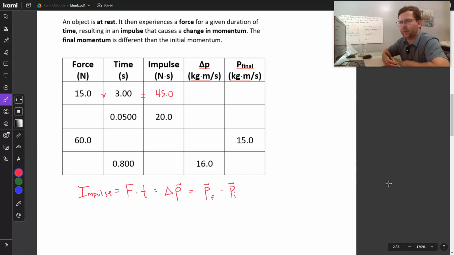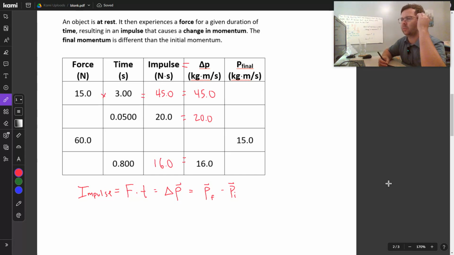If you remember, the impulse is equal to the change in momentum. And so these two are always going to be equal to each other. So that makes it pretty easy. We can just simply copy whatever's in one cell with the other. I can go ahead and do this for all the cells that already have one of these filled out, because these two cells are always equal to each other. The impulse is equal to the change in momentum.